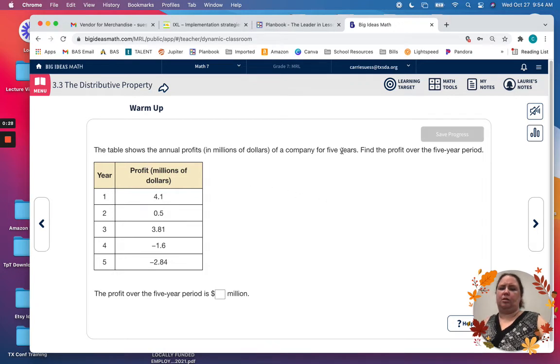Does anybody have any questions on this? Annual profits of a company for 5 years. Find it over a 5-year period. So you're finding the profit over these 5 years. This is how much I made my first year, second year, third year, and then I lost money. So you're going to do what with all of these? Add them up and see how much money you made over those 5 years. So you just add them all up.